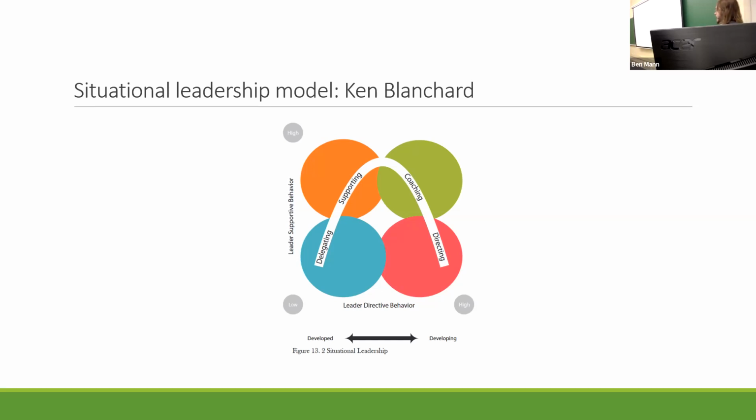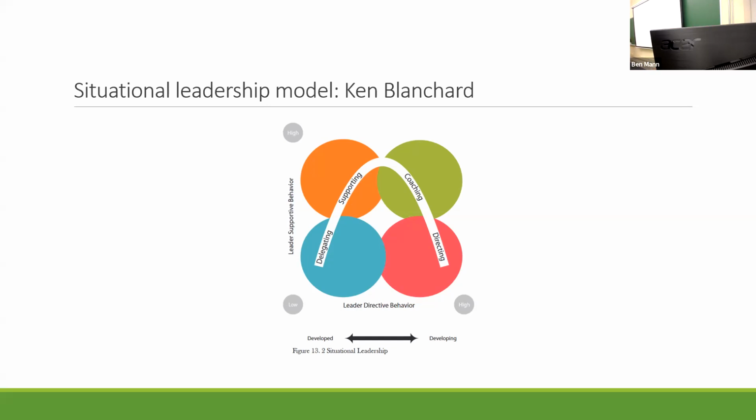If we have both high leader directed behavior and high leader supportive behavior, we have what's considered to be coaching, right? And the coaching is, if you're involved in an athletic team and you have a coach, that is this model. That they are directing you a lot. They're telling you how to make a play. They're telling you what you need to do. They're telling you how you need to do practice, so on. But they're also providing a lot of support. Right? They're very involved. They're cheering you on. They have a very active presence in your life.